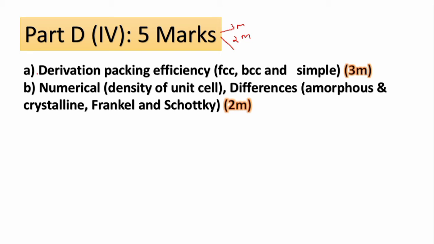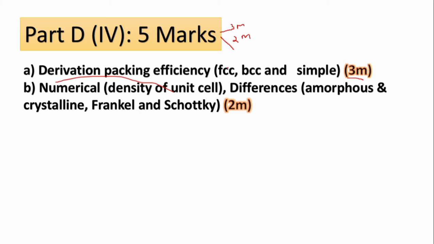See, first the A question, 3 marks. They are going to ask you a derivation. In this lesson only 3 derivations are there: FCC, BCC and simple cubic. Then in part B they may ask 2 to 3 questions which are not fixed. First, numerical. The numerical is nothing but a density numerical. If you remember the formula and you know the steps, and the unit carries 1 mark here out of 2, you can score full marks.